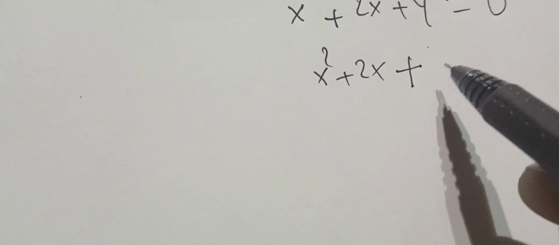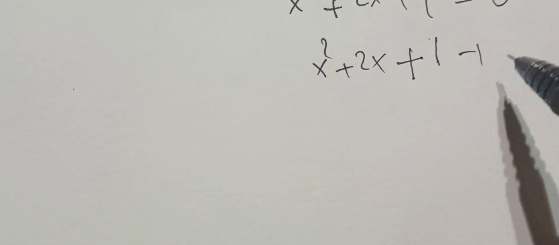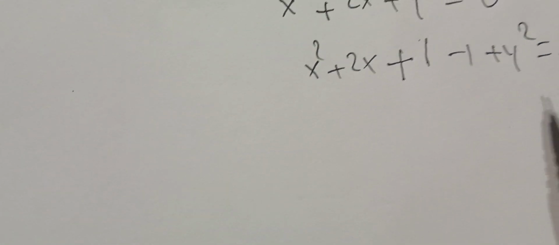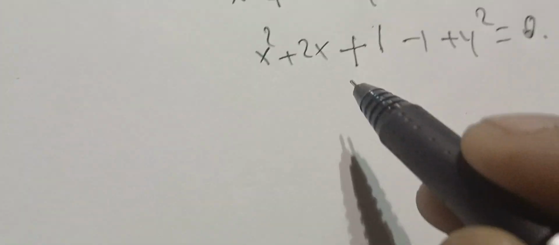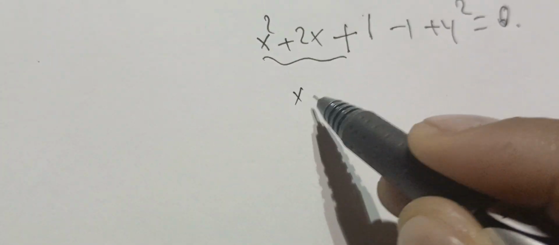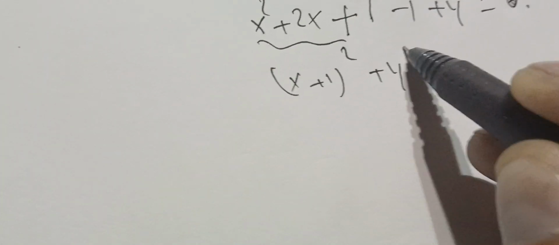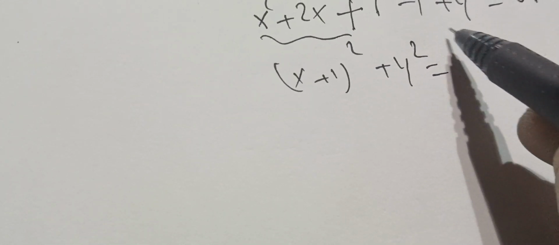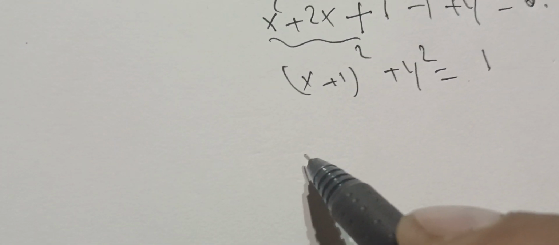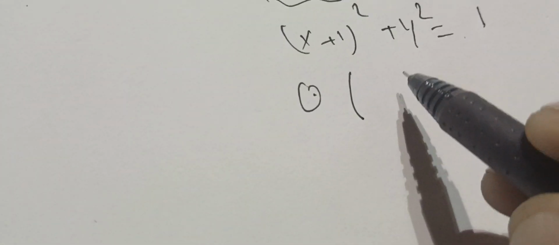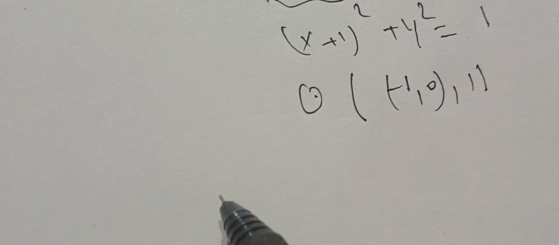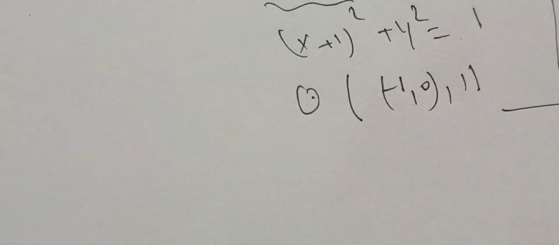So we add and subtract 1. So plus 1 minus 1 plus y squared is 0. This trick always works. So what do we have here? We have x plus 1 squared plus y squared, and we have to add the minus 1 to this side. So we notice that this is the equation of a circle that's centered at minus 1, 0, and that has radius 1.